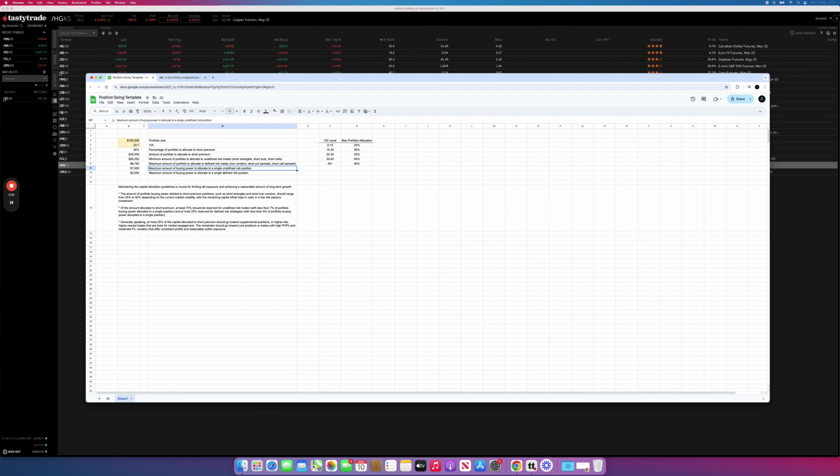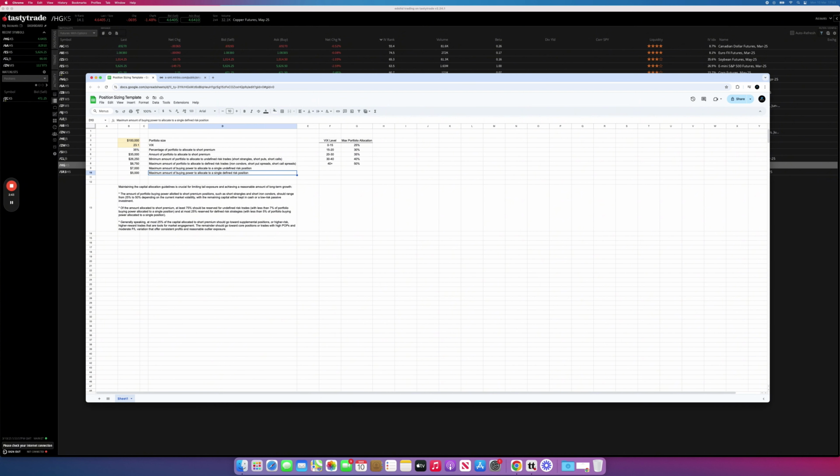And then we have some position by position metrics. So the maximum amount of buying power that you should be allocating to a single undefined risk position is $7,000. The maximum amount of buying power to allocate to a single defined risk position is $5,000. So $7,000 for undefined, $5,000 for defined. That's the maximum in this example portfolio.